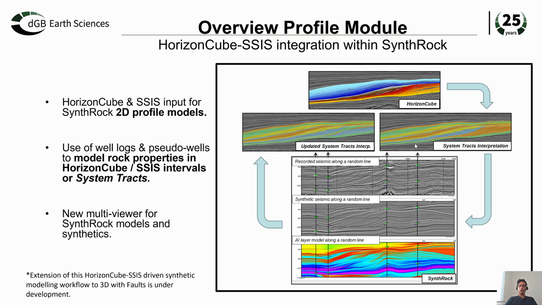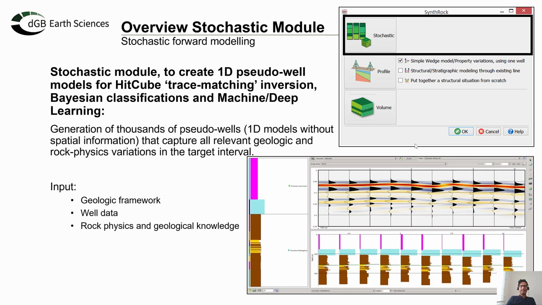And in there, we are also going to support fault planes. The second and more complex and advanced module of SynthRock is what we call the stochastic module, which, as the name implies, is used to perform stochastic forward modeling, wherein we create a large number of one-dimensional pseudo-well models that are input for HitCube trace matching inversion for Bayesian classifications, as we could extract probability density functions from those large number of one-dimensional models.